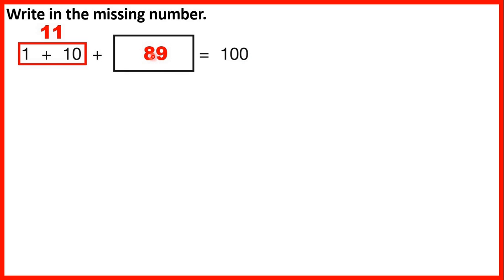And we could work that out, because if we have a missing number addition, we can use subtraction to find our missing number. So because we know that 1 plus 10 is 11, we have 11 plus something equals 100, so we can work out the missing number by working out 100 minus 11, and that gives us 89 as our missing number.